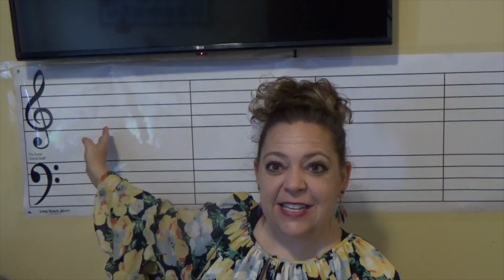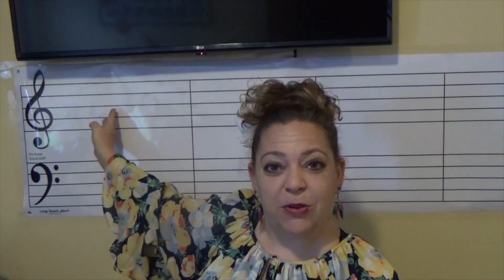We have 2 different sets of lines here. This is called the treble clef. You can see the treble clef right over here, and that holds the notes that are the higher notes. Now, there are certain instruments that just read the treble clef lines, like the flute and the trumpet and the clarinet and the oboe, and those instruments are typically always playing on the treble clef lines, and we're reading those set of notes.